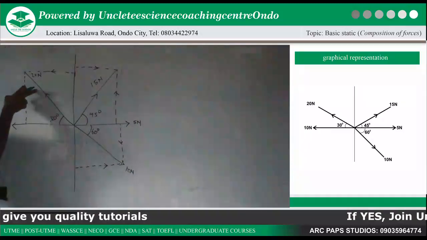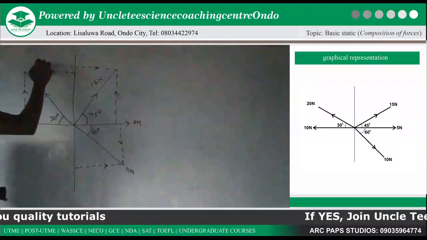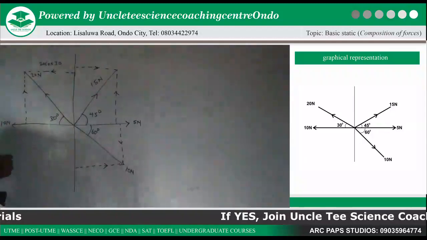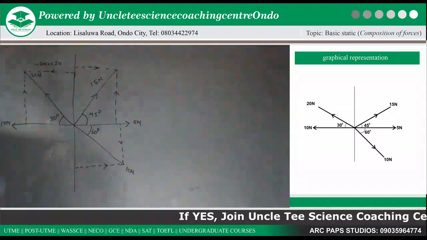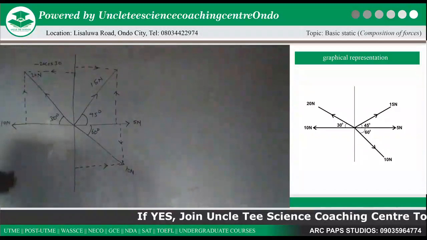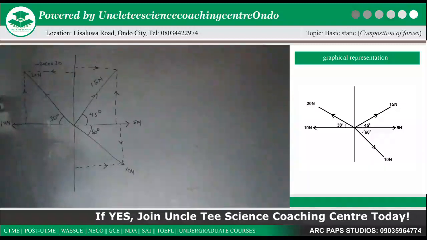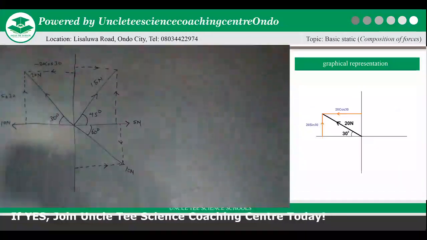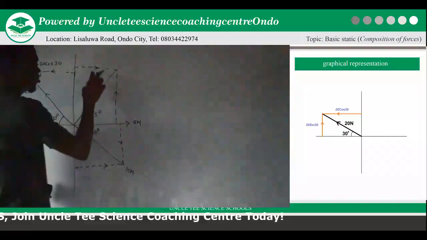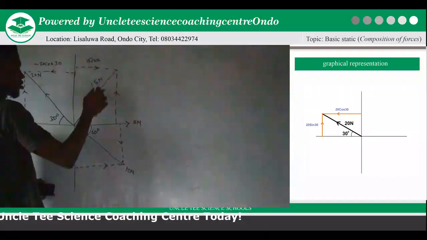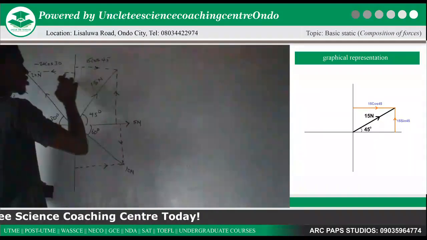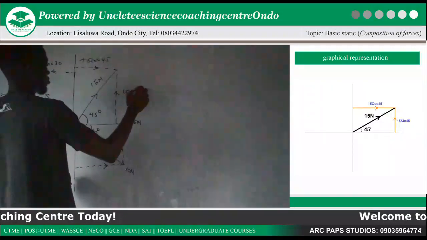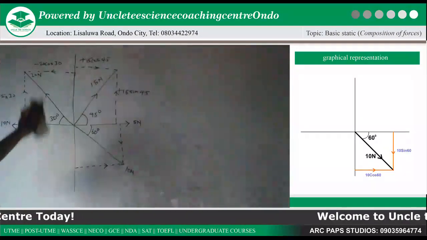Now, this is the horizontal component for 20 newton. The horizontal component for 20 newton will be 20 cos 30. The arrow is pointing towards this direction, so this is negative. The vertical component, the arrow is pointing upwards, so this will be plus 20 sine 30. For this one, the force is 15, horizontal 15 cos 45, pointing towards the positive x-axis, positive. The vertical, 15 sine 45, is pointing towards the positive y-axis, so it will also be positive.